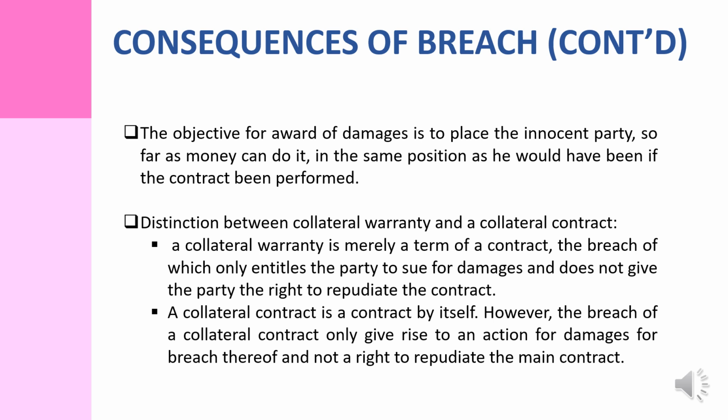The distinction between collateral warranty and a collateral contract. The first one, a collateral warranty, is merely a term of contract, the breach of which only entitles the party to sue for damages and doesn't give the party the right to repudiate the contract. The second, a collateral contract, is a contract by itself. However, the breach of a collateral contract only gives rise to an action for damages for breach thereof and not a right to repudiate the main contract.